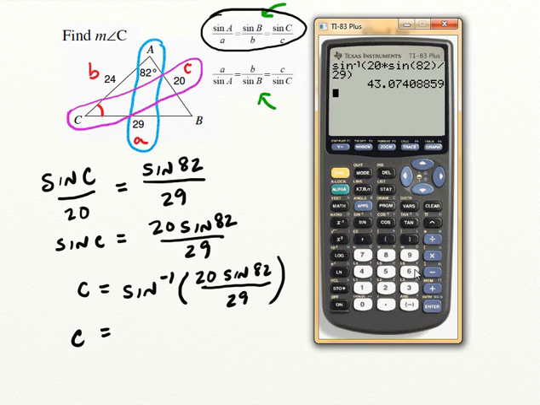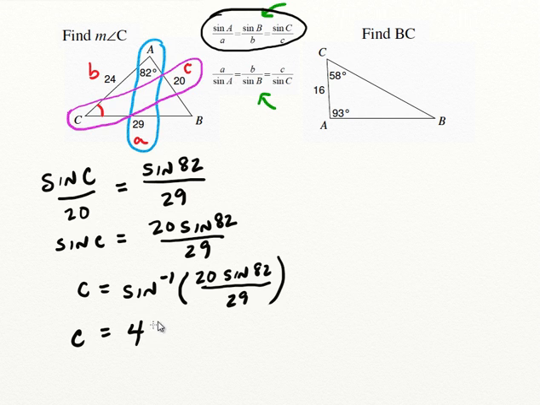And that gives us a value of 43.074. So C is equal to 43.074. We weren't given direction as far as rounding to a specific number of decimal places, so I'll assume that they want us to round to the nearest degree, given that the other degrees in the triangle are whole numbers. So I'm going to suggest that the angle measure of angle C is 43 degrees.